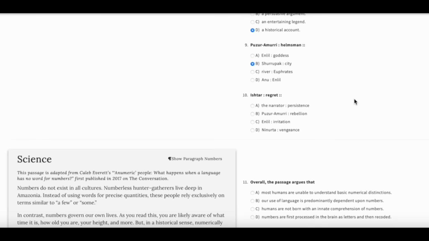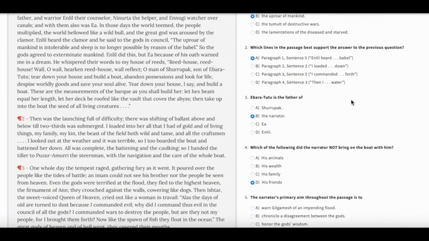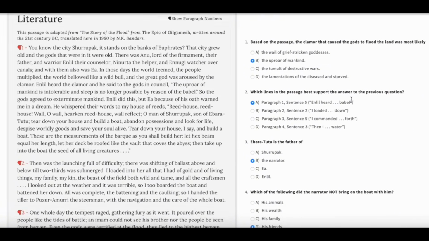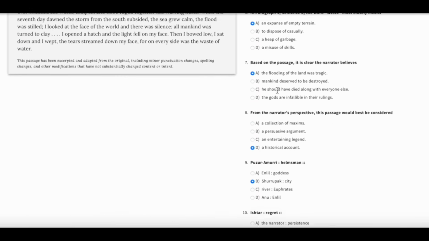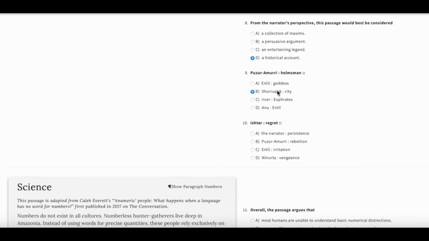As Enlil expresses irritation. Okay. Well, who's Enlil? Enlil is that warrior. Oh, yeah, he is. Does he express irritation? Yeah, because he tells the gods in council that the uproar of mankind is intolerable. Yes. That looks pretty good. Is that clear? Yeah, that's pretty good. Let's double check with Ninurta. Try D.